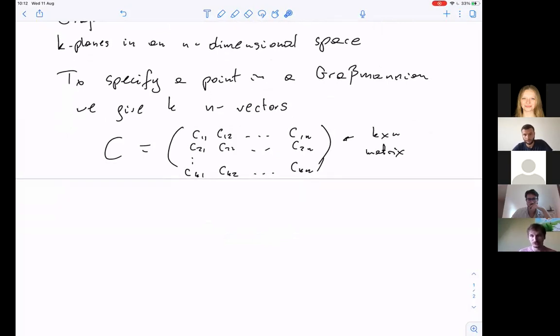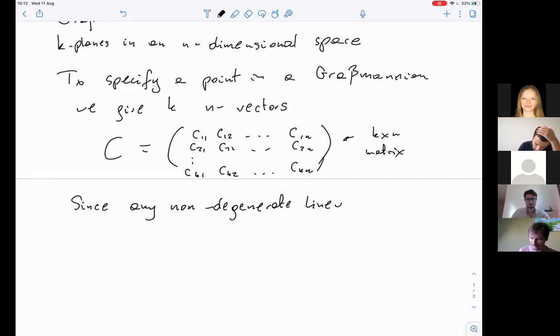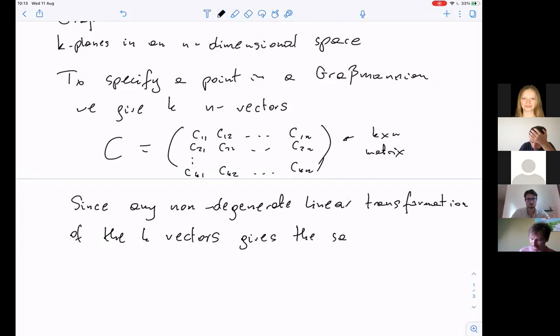So what I need to do, let me just write it. Since any non-degenerate linear transformation of these K vectors, by which I mean a change of basis of this K plane, gives the same point in the Grassmannian.